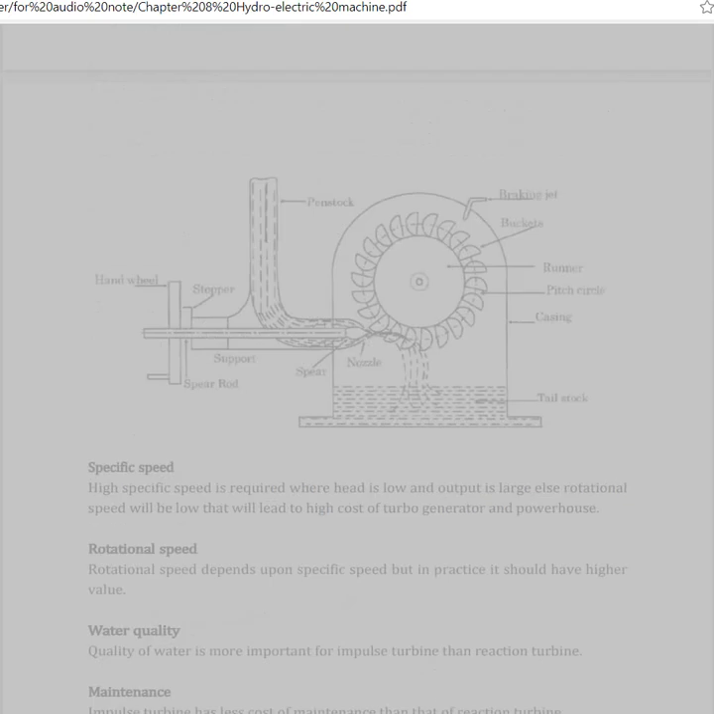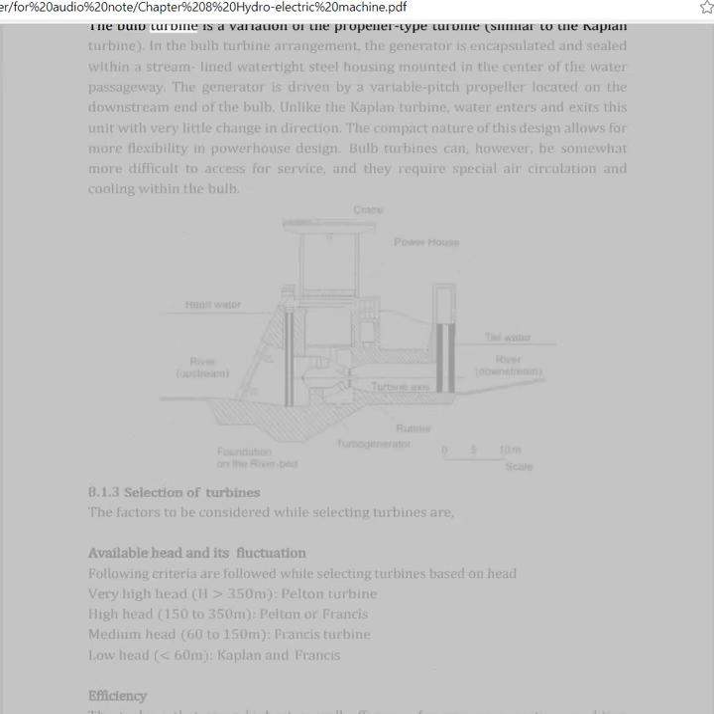Bulb turbine. The bulb turbine is a variation of the propeller-type turbine, similar to the Kaplan turbine. In the bulb turbine arrangement, the generator is encapsulated and sealed within a streamlined watertight steel housing mounted in the center of the water passageway. The generator is driven by a variable pitch propeller located on the downstream end of the bulb. Unlike the Kaplan turbine, water enters and exits this unit with very little change in direction.